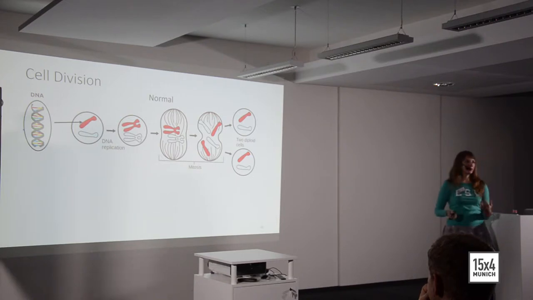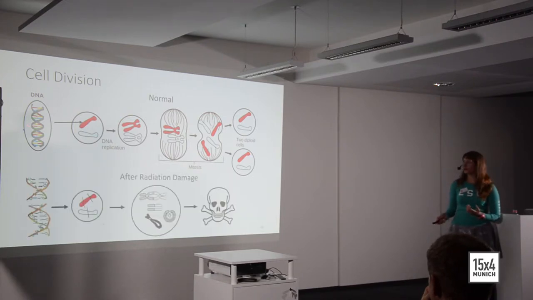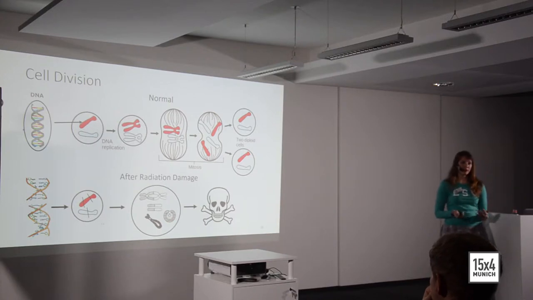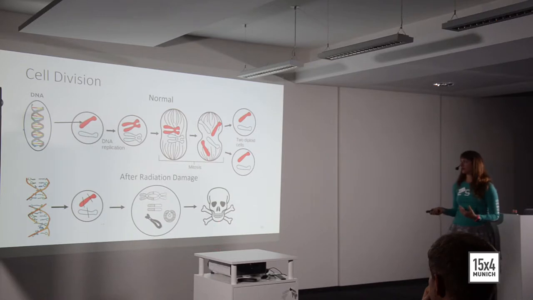However, if we've exposed this cell to radiation and this DNA is now all broken up, those chromatids can't be formed properly. And now, when we make copies of the chromatids, instead of getting this kind of structure that we can easily pull apart, we see things like this. So when the cell goes to divide, it can't complete the process properly, and this leads to cell death.